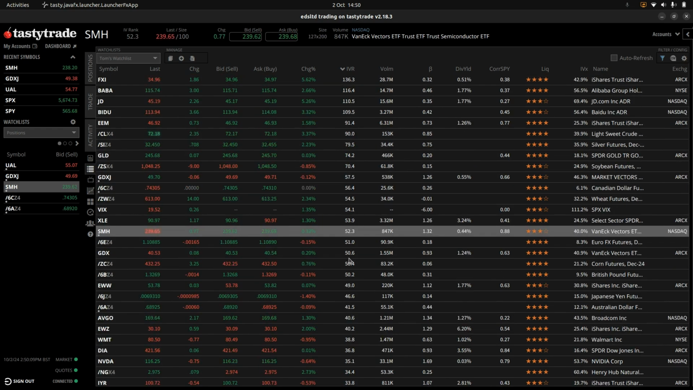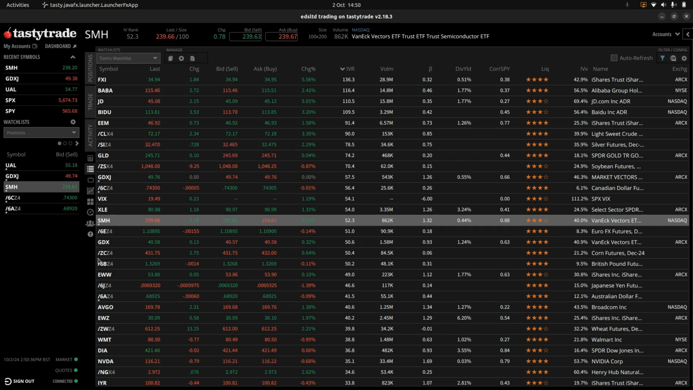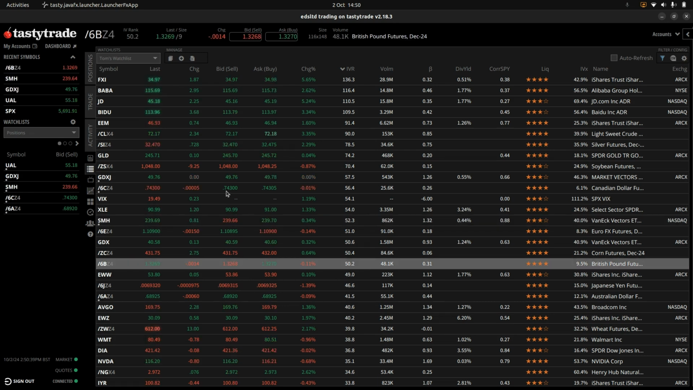So anything with an IV rank of over 50 is generally considered to have a high rank, and anything below 50 is considered to have a low rank. However, there can be times when an IV rank of, say, over 30 can be considered high, especially for ETFs. And it just depends on what the market conditions are like. But as a general rule of thumb, above 50 is high. So as we can see here, anything from this mark upwards is what we want to be looking at.